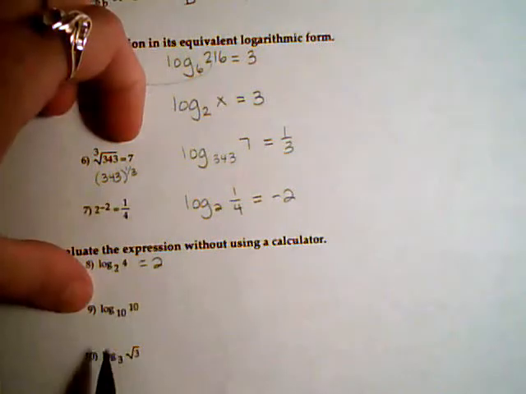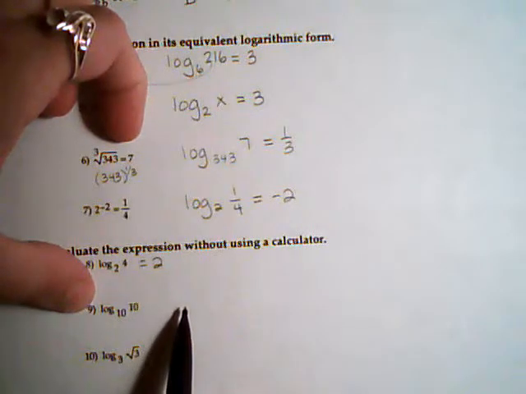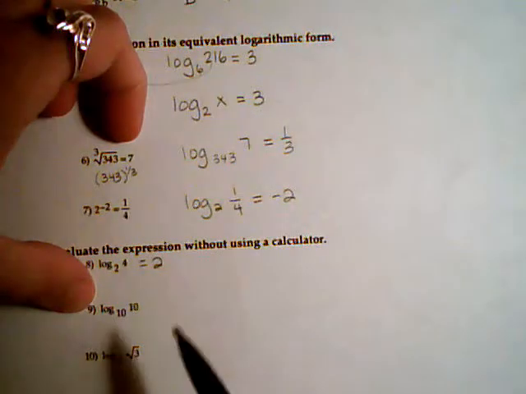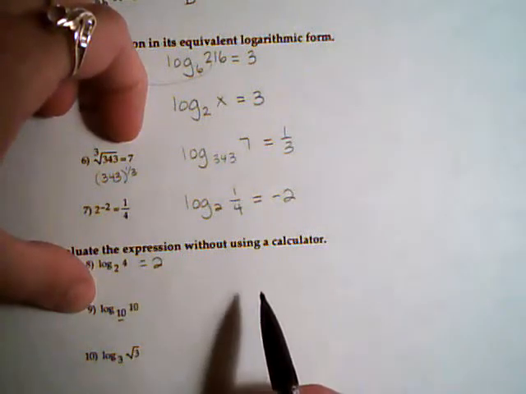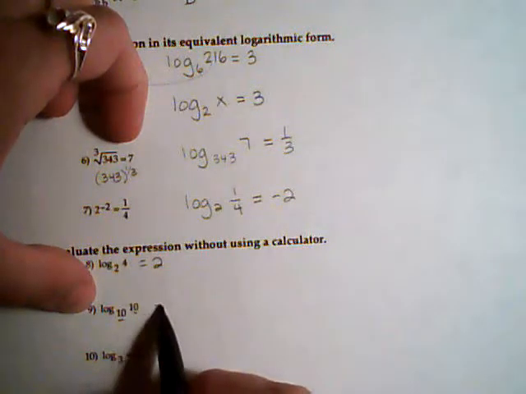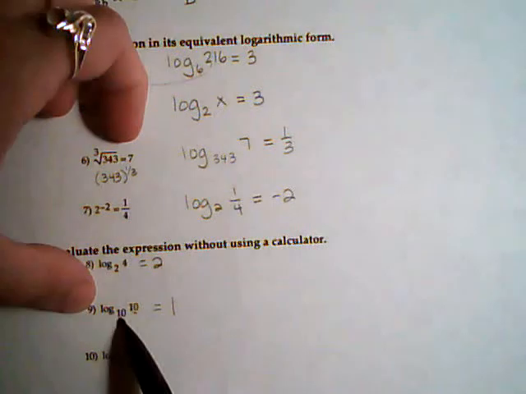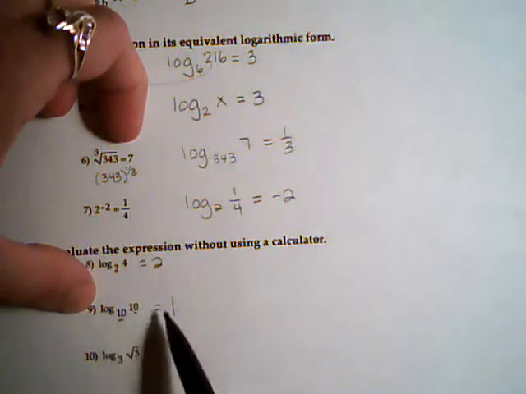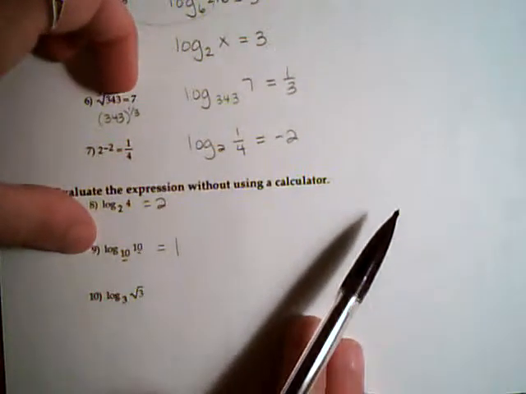If I have log base 10 of 10, what is that equal to? I would be thinking to myself, this 10 to some power equals this 10. What would that power be? 1. Anytime your base is equal to your argument, it's always going to equal 1. That's a property we'll talk about in just a minute.